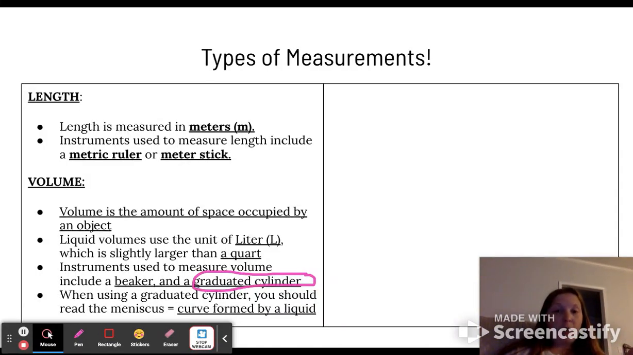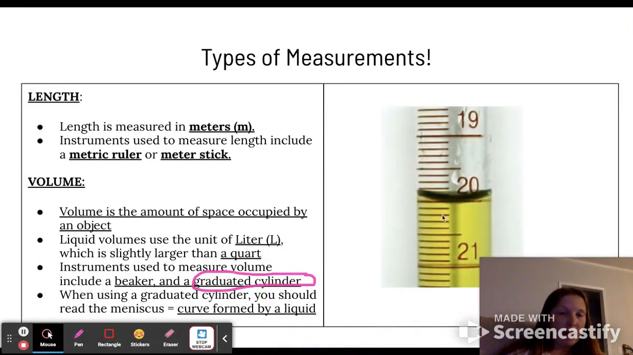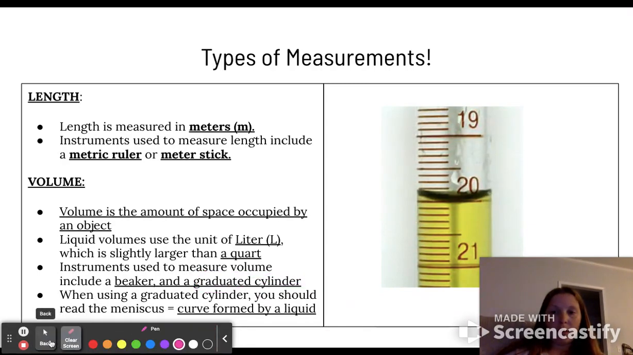When using that graduated cylinder, though, you always read from what's called the meniscus, which is the curve of the liquid. So for water, it looks like this picture here. I know this is yellow, but it will curve down. So you always read from the bottom. So here, you don't want to say you have 22 milliliters of liquid. You actually have 20 milliliters of liquid. Oh, let me clear this. I'm still learning how to use these tools.